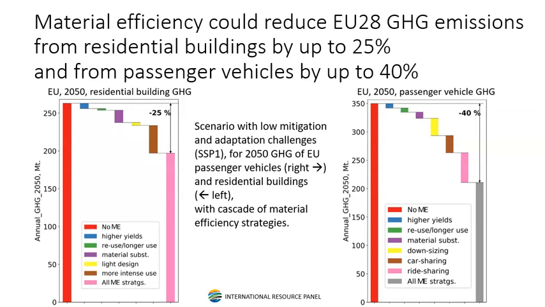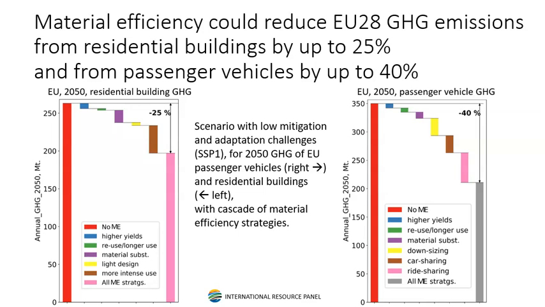And now we can add material efficiency to the picture. We can change the yields in the processes, recycling and manufacturing. We can introduce reuse and longer use of vehicles. We can introduce material substitution and light design, and we can introduce more intense use, for example by car sharing and ride sharing, or by reducing the floor space per capita gradually as urban patterns shift in the EU. And you see that all these strategies have a quantitative impact on the total emissions.